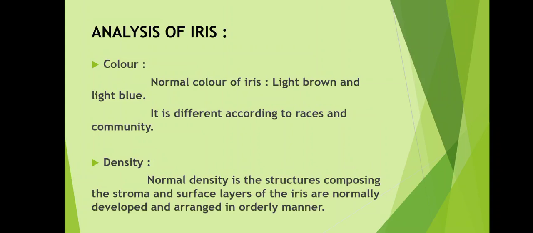Next is the analysis of the iris. The iris is analyzed by its color and density. The normal color of the iris is light brown and light blue. It differs according to races and community. Next is the density. Normal density is when the structures composing the stroma and surface layer of the iris are normally developed and arranged in an orderly manner. In cases of defective density, these fibers are unevenly developed and arranged.